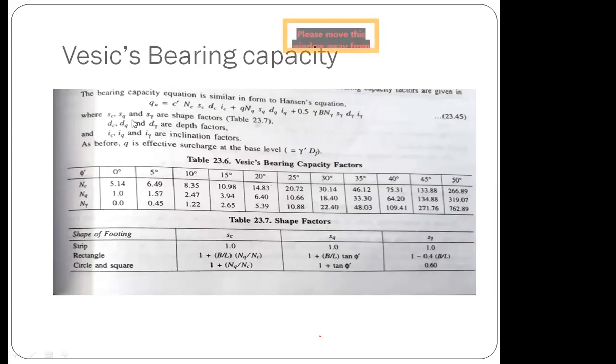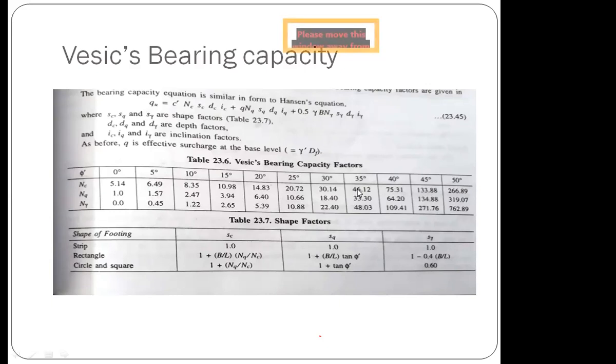Here I already mentioned that S terms always represent shape factors. So here you can see in the table how the shape factors can be taken. These are the tables given by the scientist Vesic. Terzaghi has given different values, Vesic has given different values. The IS code method follows values similar to the Vesic equation.